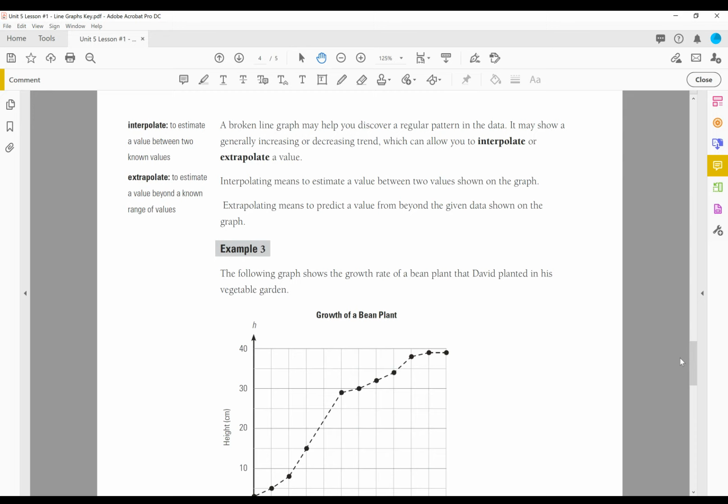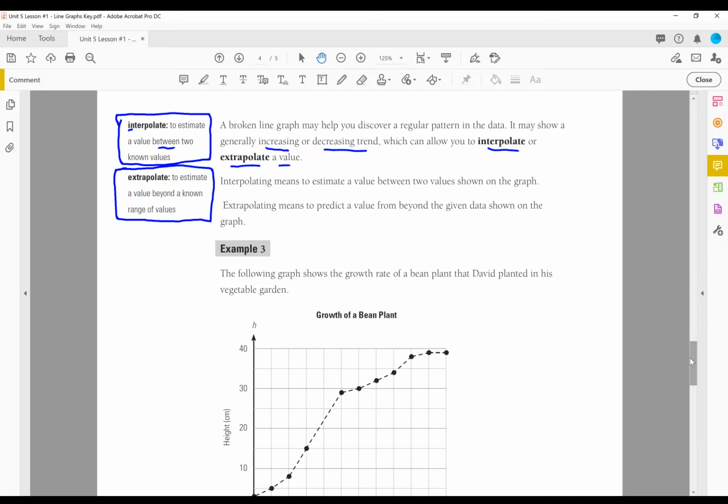Here's some more information about broken line graphs that we need to know. A broken line graph may help us to discover a regular pattern in the data. It may show a generally increasing or decreasing trend, which can allow you to interpolate or extrapolate a value. Now, what do those two words mean? Interpolate means to estimate a value between two known values. So inside two known values, we might be able to estimate another value. Extrapolate means to estimate a value beyond a known range of values.